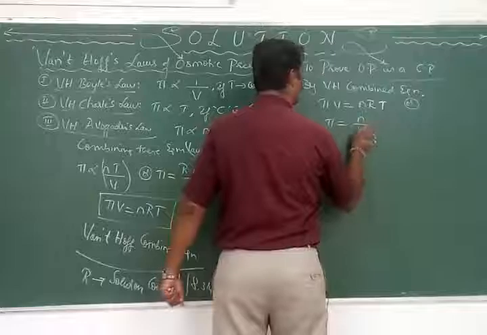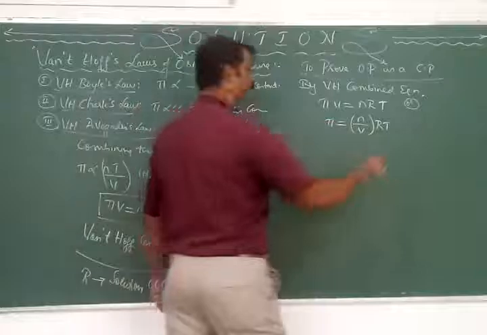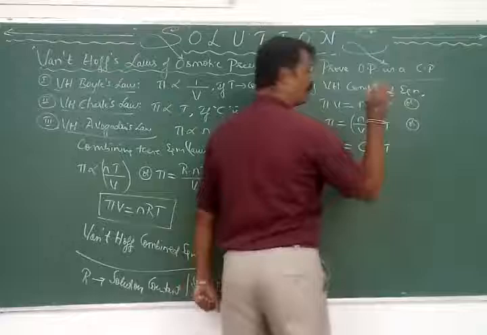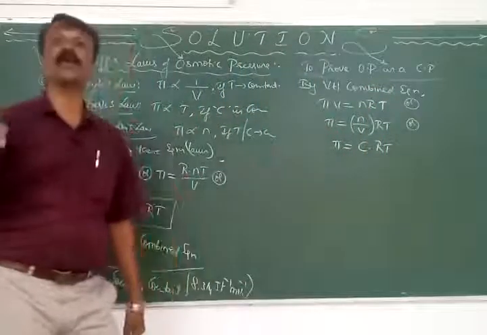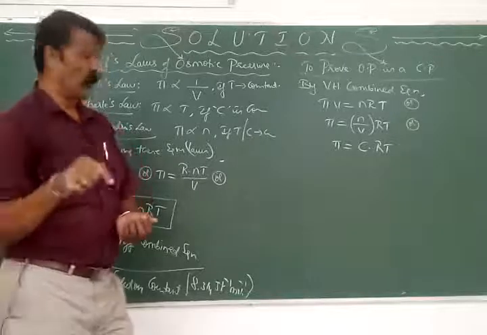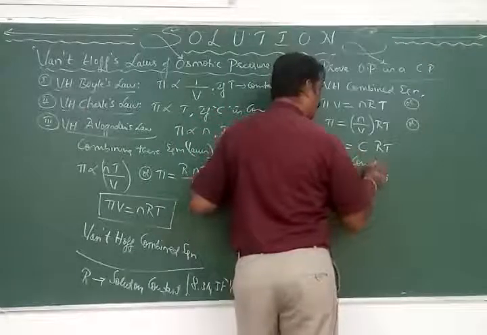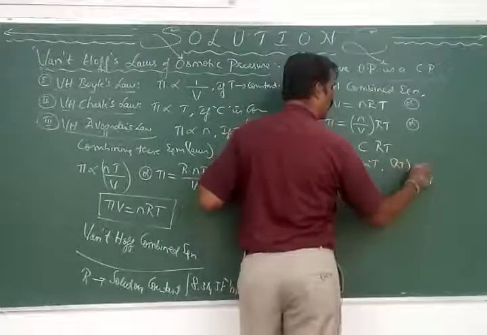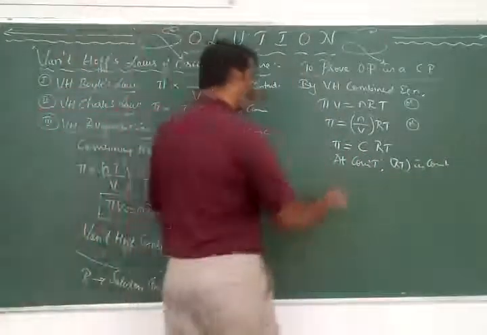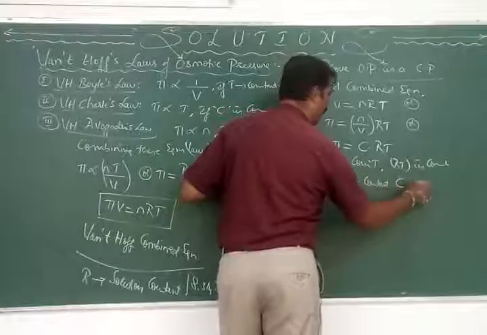Pi is equal to n by V into RT. Pi is equal to C into RT, because what is number of moles by volume? It is also called concentration, C. Number of moles by volume is nothing but concentration. At constant temperature, can you say that RT is constant? If temperature is kept constant, the value of RT is also constant. Therefore, pi is equal to constant into C.